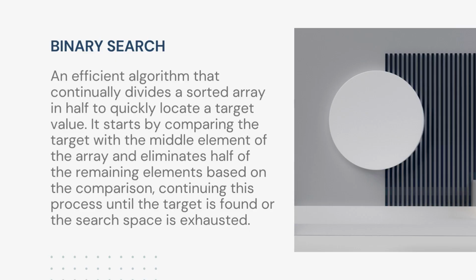Binary search is an efficient algorithm that continually divides a sorted array in half to quickly locate a target value. It starts by comparing the target with the middle element of the array and eliminates half of the remaining elements based on the comparison, continuing this process until the target is found or the search space is exhausted.